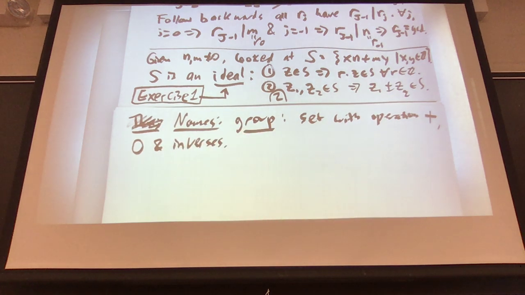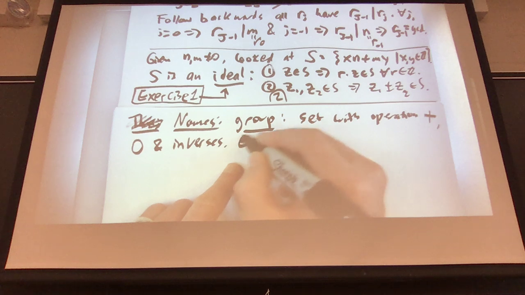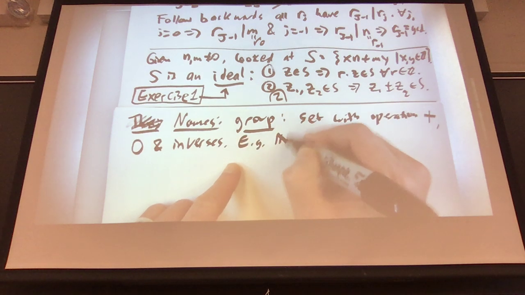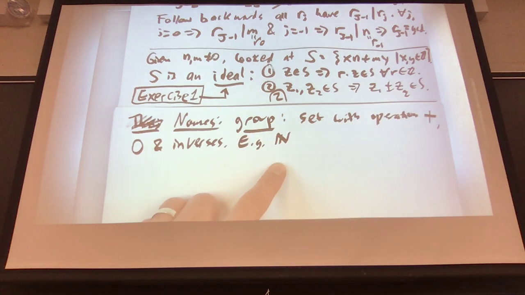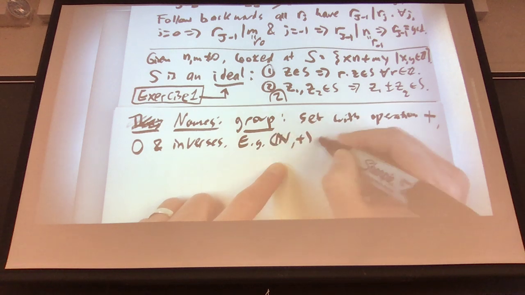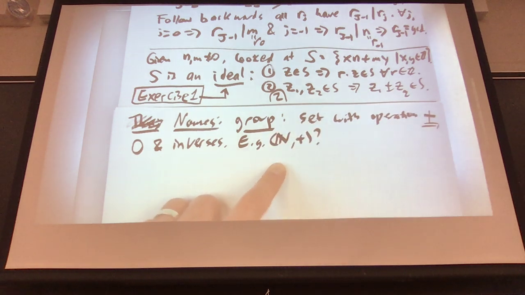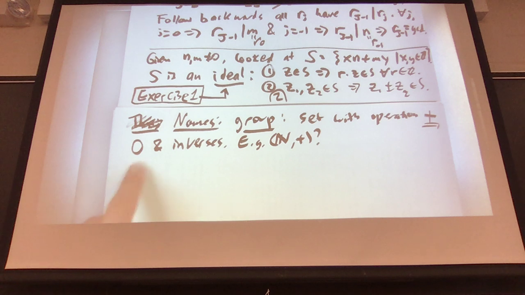So let's have some examples of groups. What's a group? Is the natural numbers a group under addition? No. We have an operation. We can definitely add two natural numbers. We have a zero.